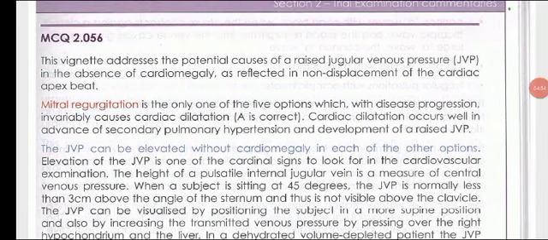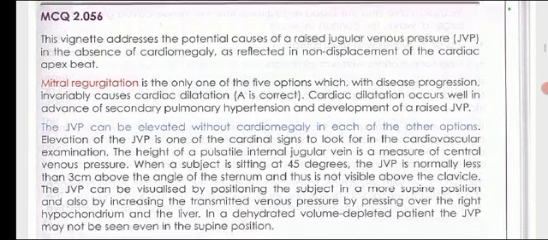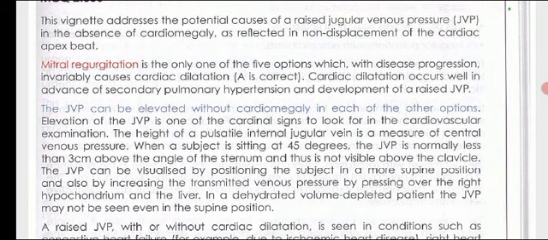So in this scenario, address the potential cause of raised JVP in the absence of cardiomegaly, as reflected in non-displacement of the cardiac apex beat. Mitral regurgitation is the only one of the five options which, with disease progression, invariably causes cardiac dilatation. Cardiac dilatation occurs well in advance of secondary pulmonary hypertension and development of a raised JVP. The JVP can be elevated without cardiomegaly in each of the other options.